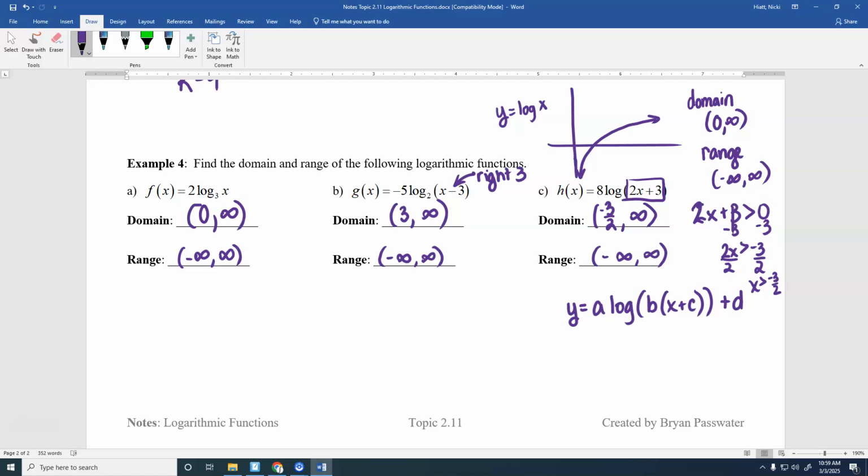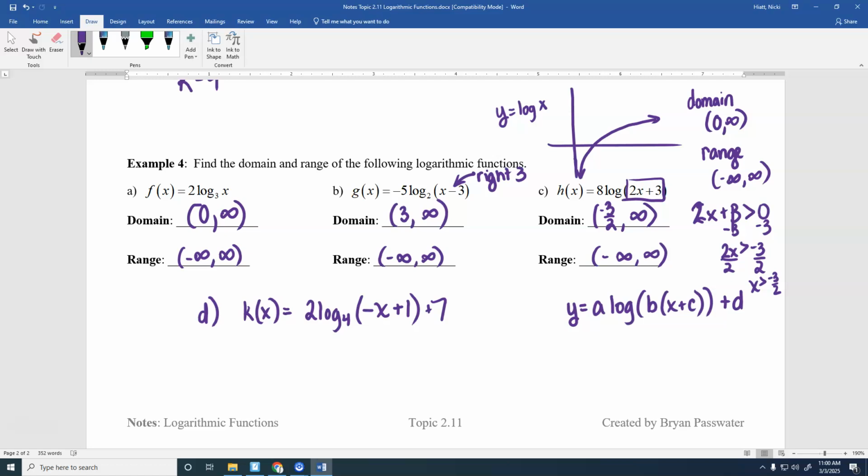Now let's answer this question real quick. Let's add in another one right here. Let's say I've got k of x equals 2 log base 4 of negative x plus 1, plus 7. Okay. Does the 2 or the 7, do those affect our domain?